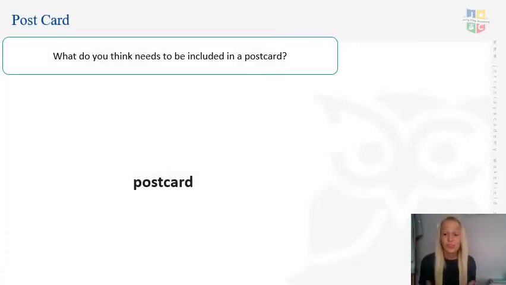So what do you think needs to be included in a postcard? Have you ever sent a postcard before? Have you seen a postcard before? Or do you know what one looks like? You can pause the video now and write down any ideas or talk to a partner about what a postcard is.